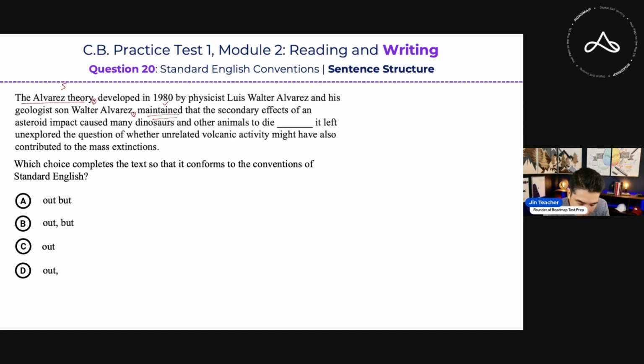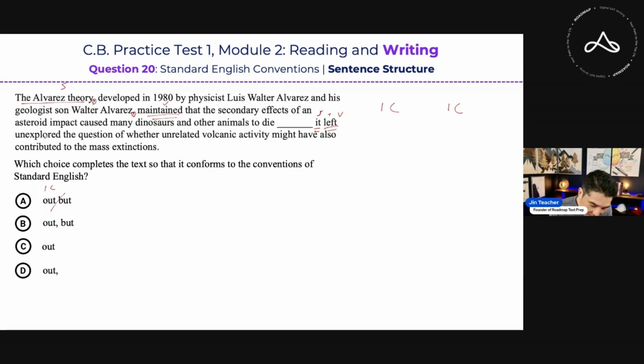The Alvarez theory maintained that the secondary effects of an asteroid impact caused many dinosaurs and other animals to die out. That's my complete sentence, right? Independent clause. But it, right? So I notice a new subject here. I'm thinking, oh man, I have two independent clauses. This is what goes on in my head when I read the sentence the first time through, and I'm just making observations, right? It left. Left is going to be my verb. So I have a new subject and a verb, new subject, new verb type of pattern. So I know I'm going to have a new independent clause, right?